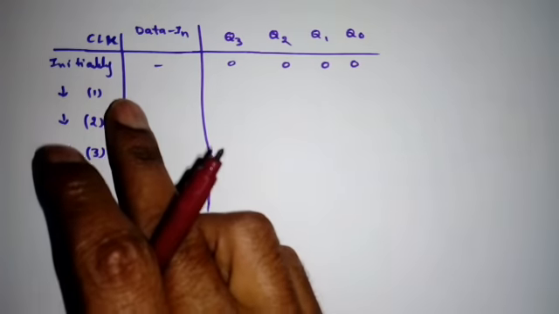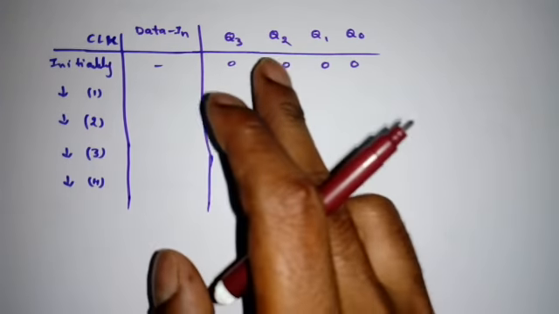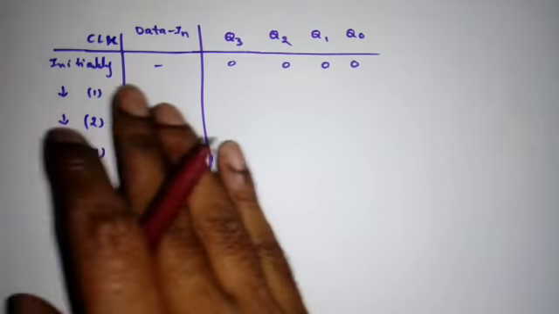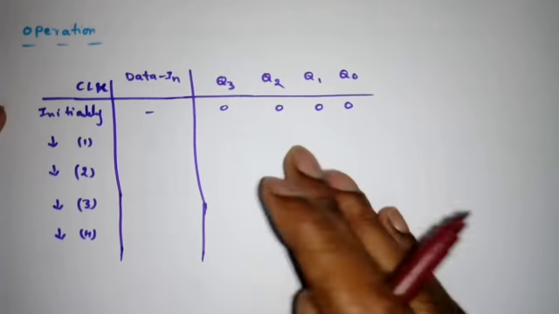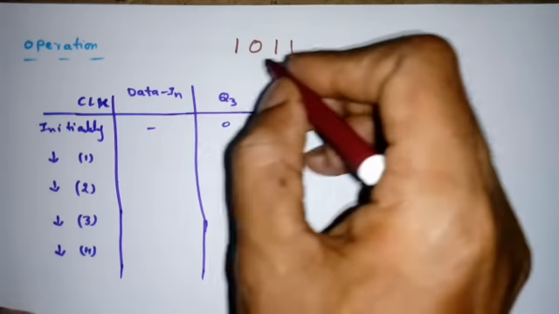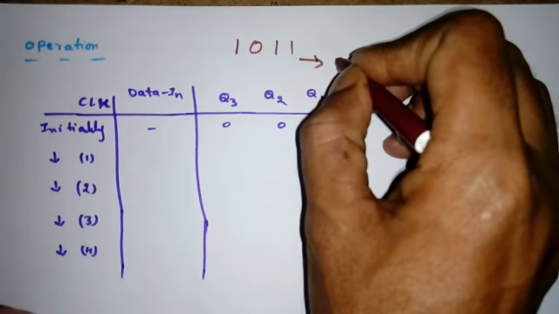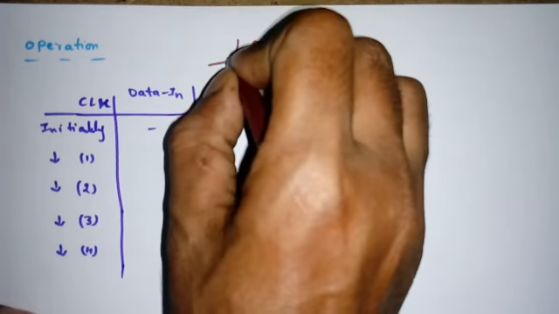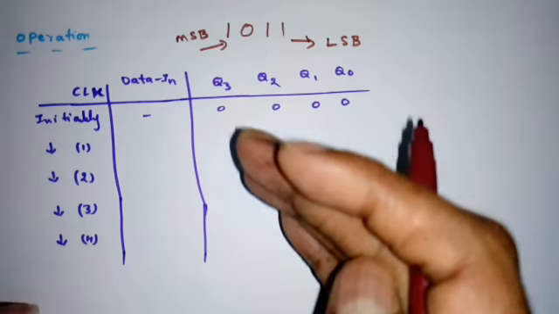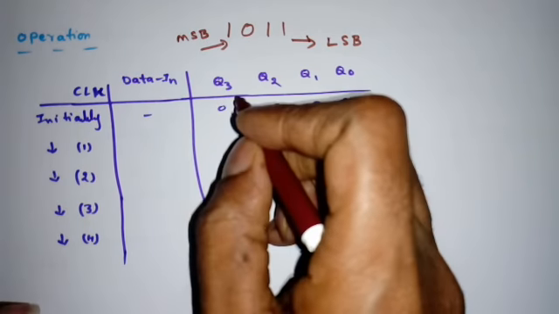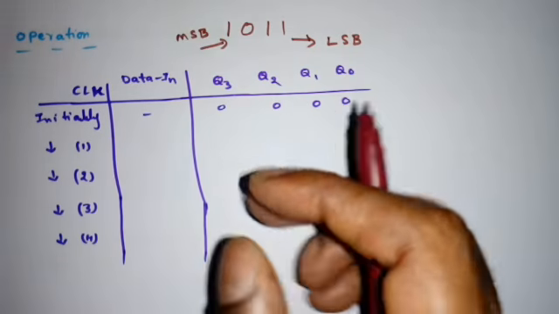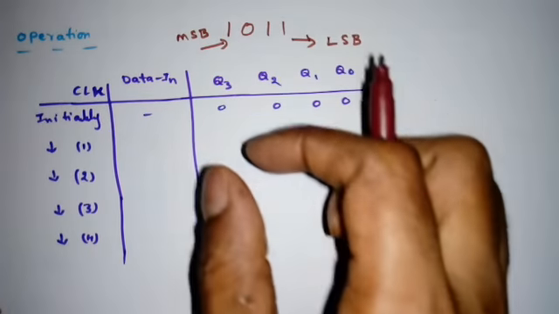Right? So here I mentioned the clock, then data in, and these are the 4 outputs Q3, Q2, Q1, Q0. Initially we will assume that all are 0, or we can say all are in clear mode. Right? Suppose I want to store 1, 0, 1, 1. In this, the last bit is called the least significant bit, the first bit is called the most significant bit. So now which bit do we need to apply? See, Q3 is MSB, so we have to apply the LSB first and shift towards the right, then 1011 will be stored after some time.